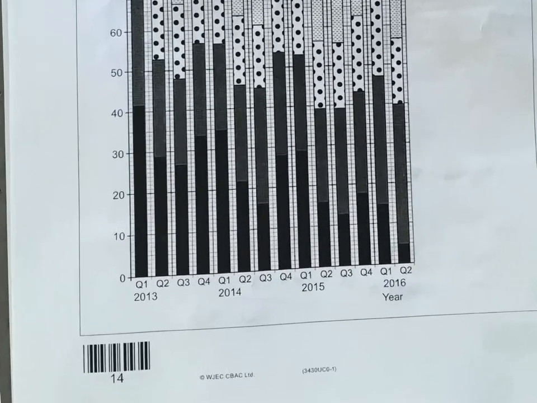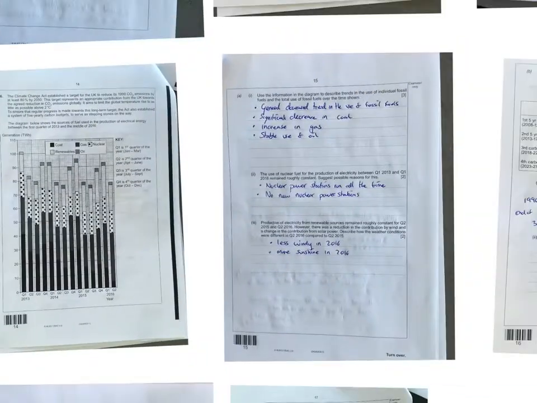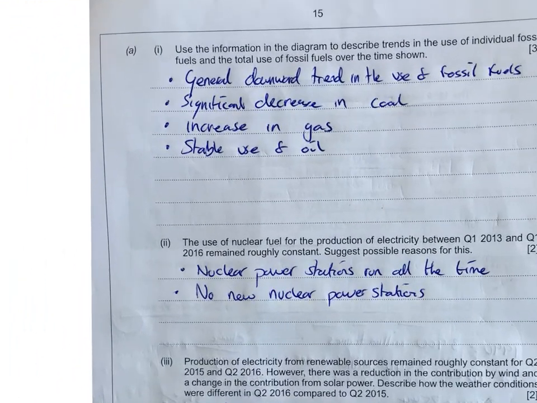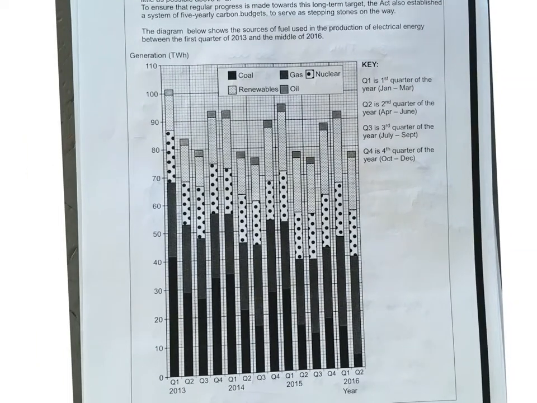Significant decrease in coal. Well, coal is the really dark shaded, and you can see that coal, even though it spikes there, there's a downward trend. The use of gas is pretty constant. I've said, in fact, it does increase, doesn't it? The use of gas there, and I think I've said that there. Increase in gas, and then a stable use of oil. Which one's oil? Oil is the sort of grey area here, and the grey area is fairly constant.